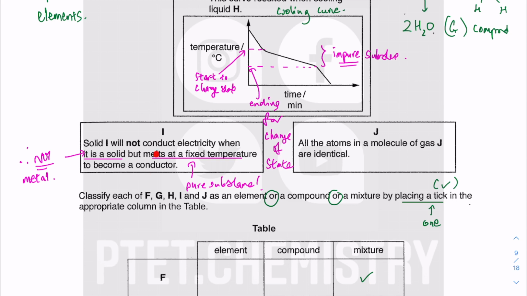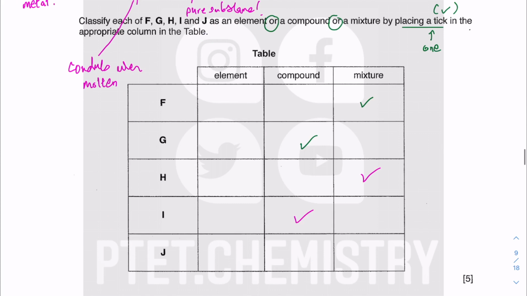But it can conduct electricity when molten, and it has a fixed melting point, so it must be a compound.